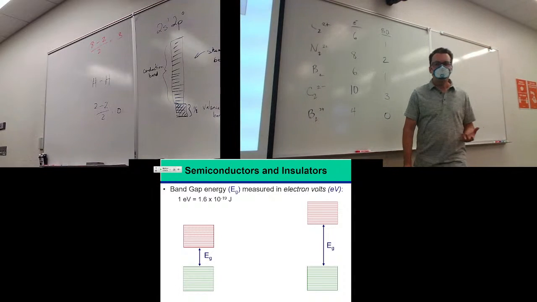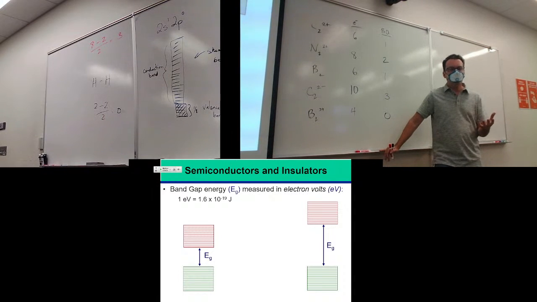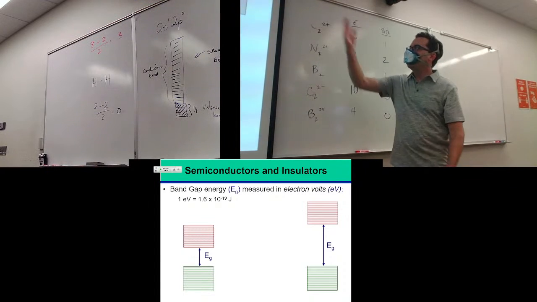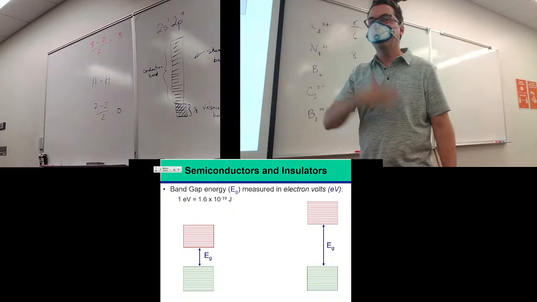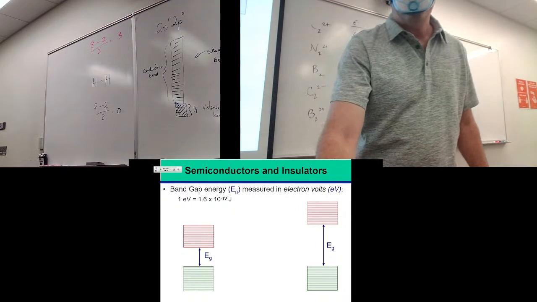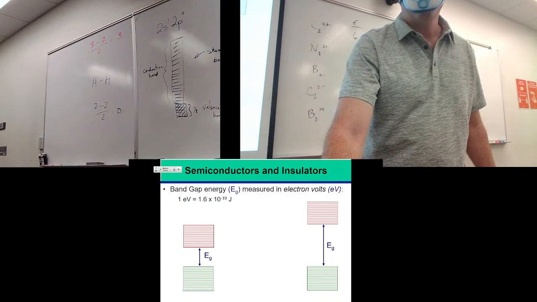Most band gap energies, since this is a cross-disciplinary thing, we use, instead of joules, which is the SI unit for energy, you'll often see electron volts. So we're going to see electron volts a lot, but we need to be able to convert between electron volts and joules. So be sure you know how to do it. There's the conversion. You don't have to memorize it. I'll give it to you, but make sure you know how to do that.